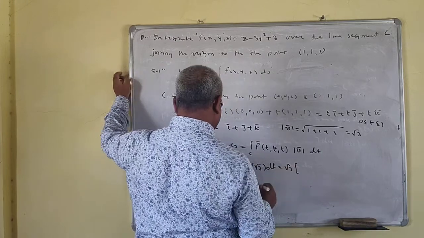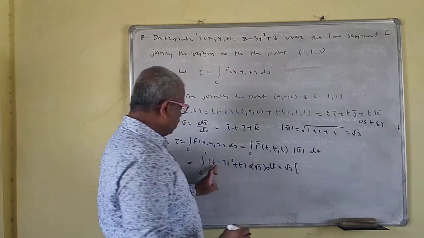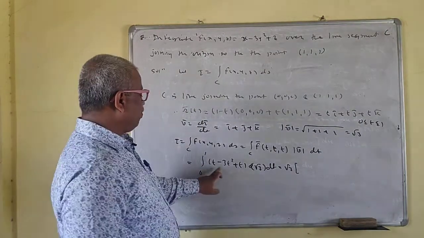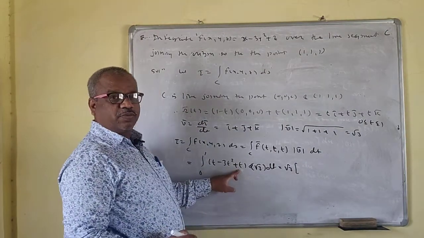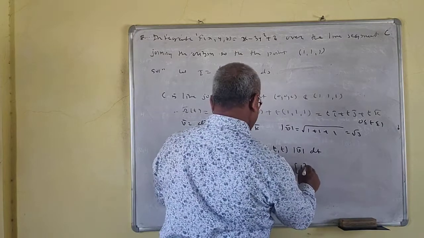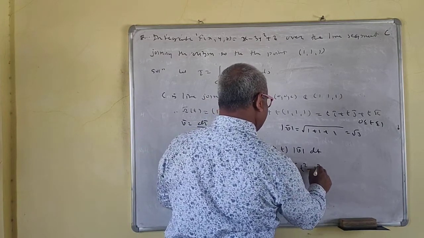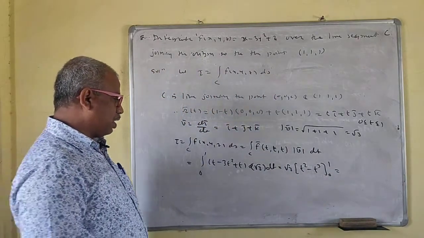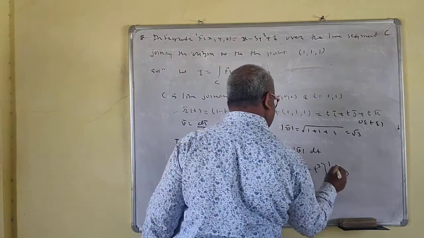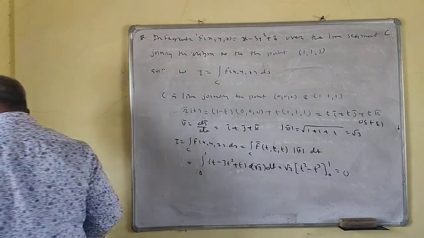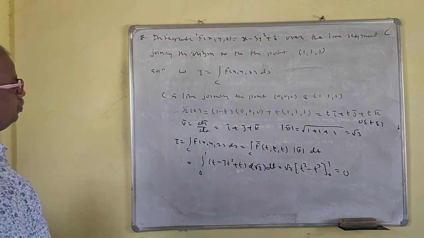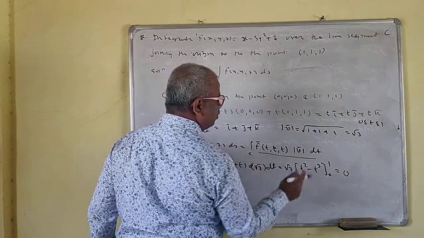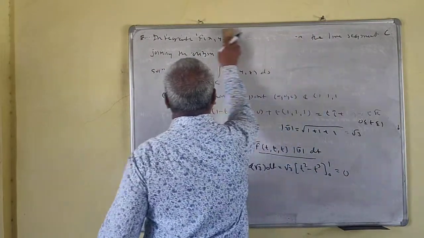So this is root 3 into, we'll integrate this. Your t plus t is 2t. And integration of 2t is t square minus t cube, from 0 to 1. If you put t is equal to 0, this is 0. The line integral is 0. Remember this formula. Okay, so we'll do the next one.